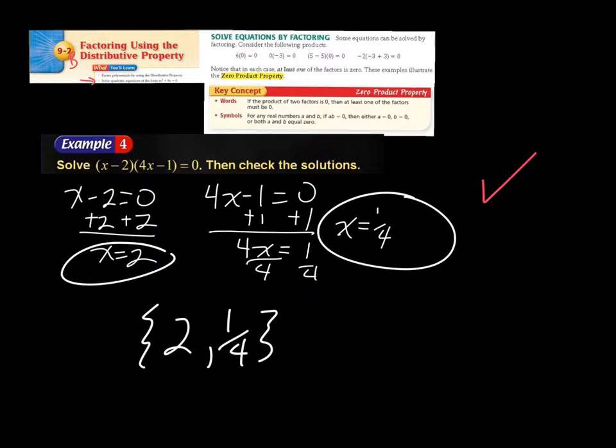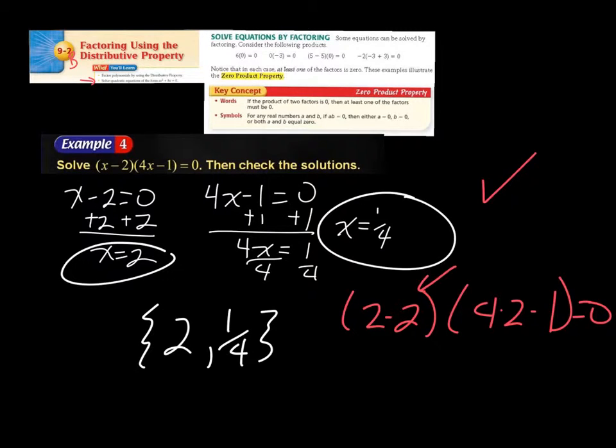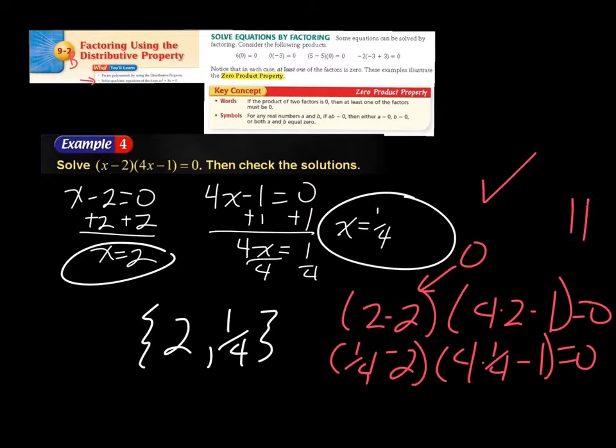You can always check if we put 2 back into the original equation. 2 minus 2 times 4 times 2 minus 1, of course, is 0 because 2 minus 2 is 0. If we put in 1/4, 1/4 minus 2, I don't care, because 4 times 1/4 is 1, minus 1 is 0.